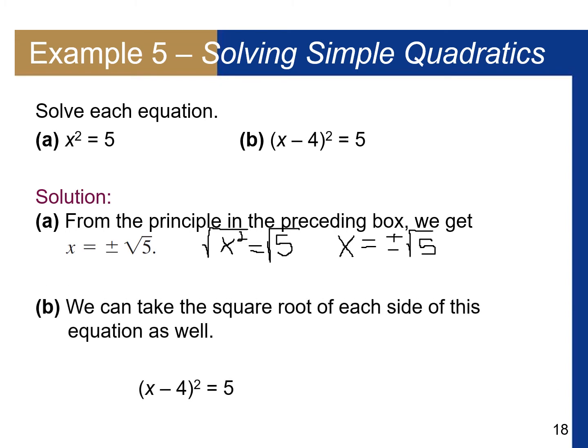Second one, the same. I'm going to want to take the square root of both sides here. When I do that, I will then get x minus 4 equals square root of 5, and I want to emphasize here that this is still plus or minus. We can put that in now, or we can wait to the next step. And I will add 4 to both sides.